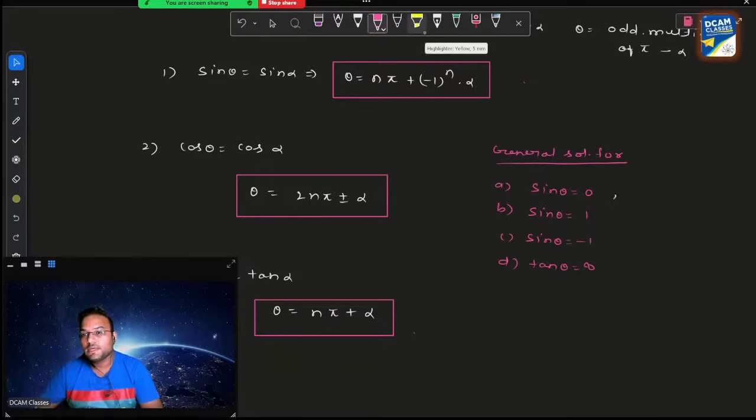Also get for cos theta is equal to 0. Cos theta is equal to 1 here. Cos theta is equal to minus 1. Give general solution for these cases: A, B, C, D, E, F, G, and H.